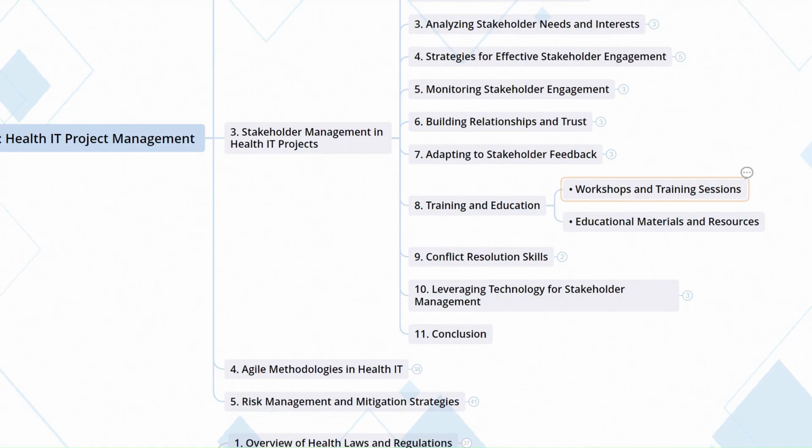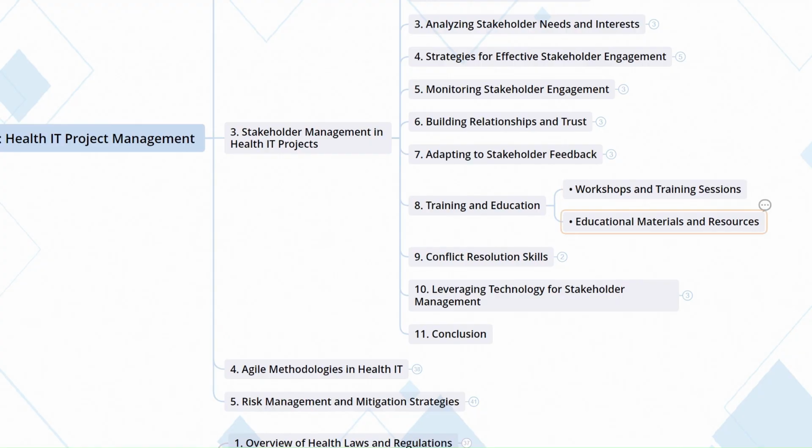Firstly, workshops and training sessions. Offering trainings for stakeholders on new technologies or processes ensures all parties understand how to effectively interact with the system. Tailoring these sessions to specific roles enhances their relevance and effectiveness.